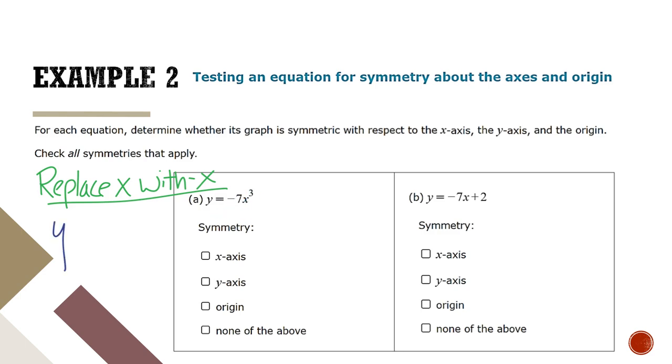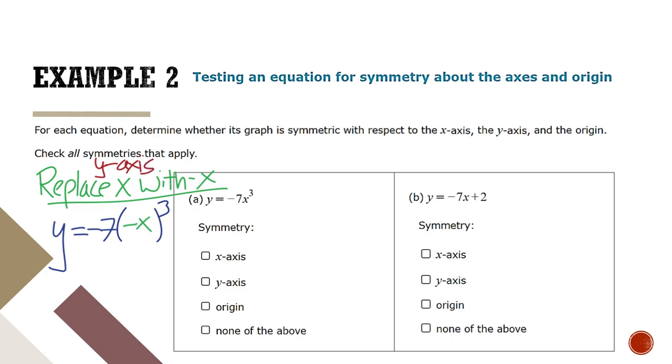Well, I'm going to say y is equal to negative 7 times, instead of positive x there, we're going to put that negative x inside of here. And see, is that going to be identical? Is it the same as what we started with? If it is, then it will have that y-axis symmetry. So again, I'm going to say right up here, this is our y-axis symmetry. If this actually is true, then it will have y-axis symmetry.